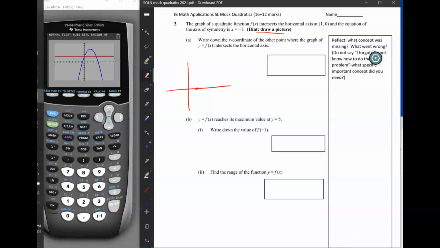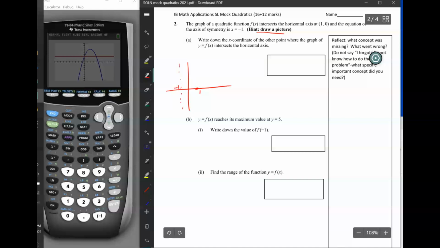And the equation of the axis of symmetry is x equals -1. Remember, axis of symmetry we usually draw with a broken line, a dotted line. So this is at -1, and this is at +1. We know that the quadratic has its axis of symmetry at -1, and it has an x-intercept at +1. Okay, so we know that it looks kind of like this, right? Might be upside down too. So what do we know about the distance from here to here and here to here?